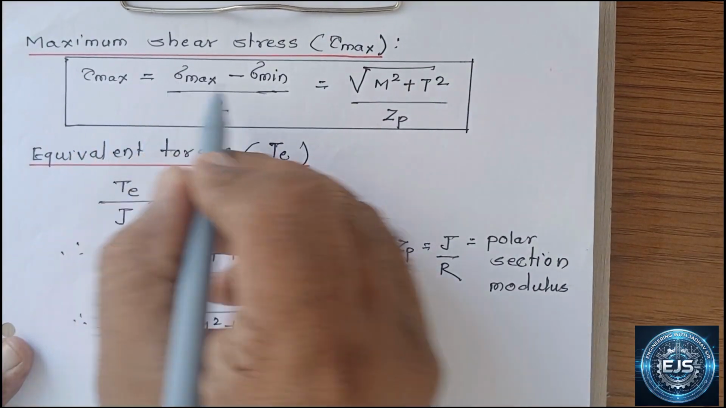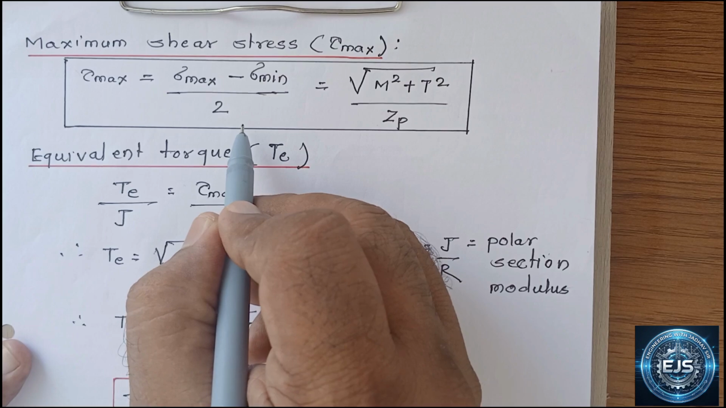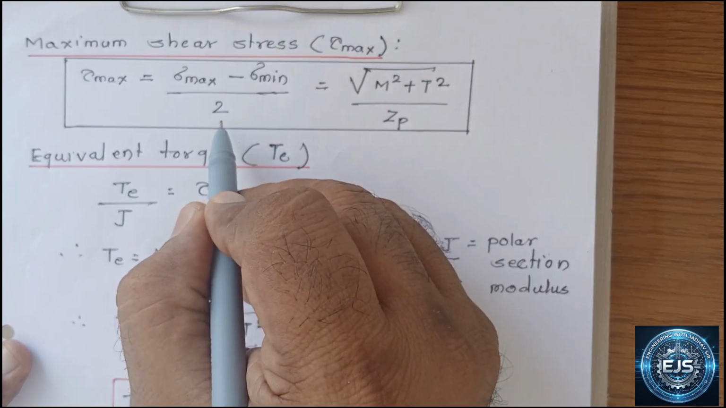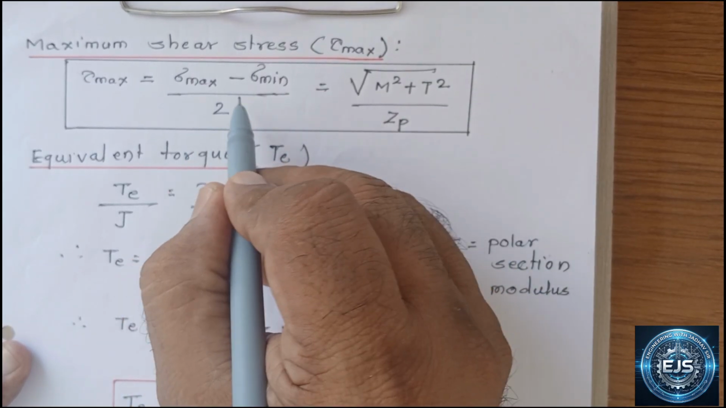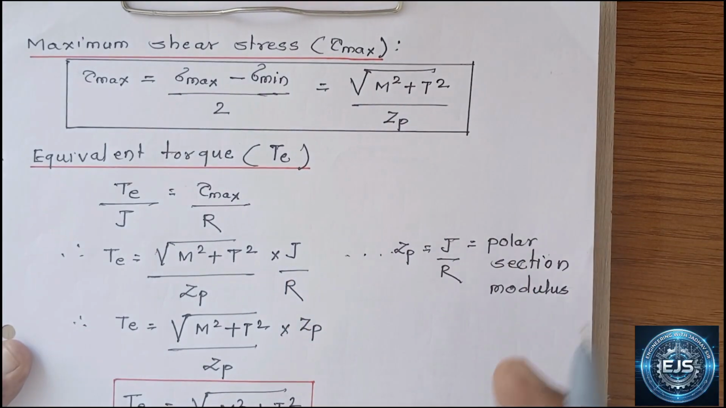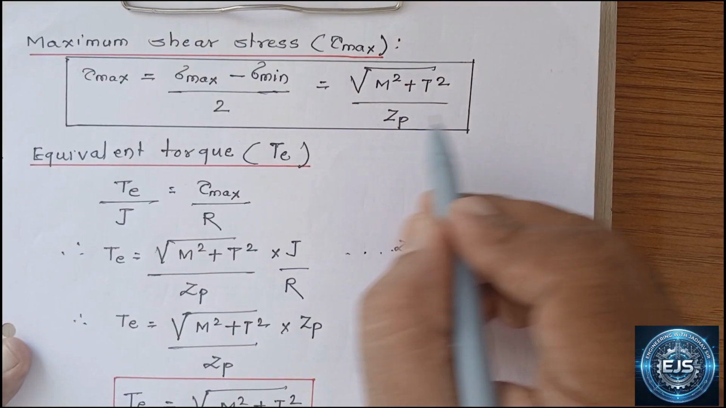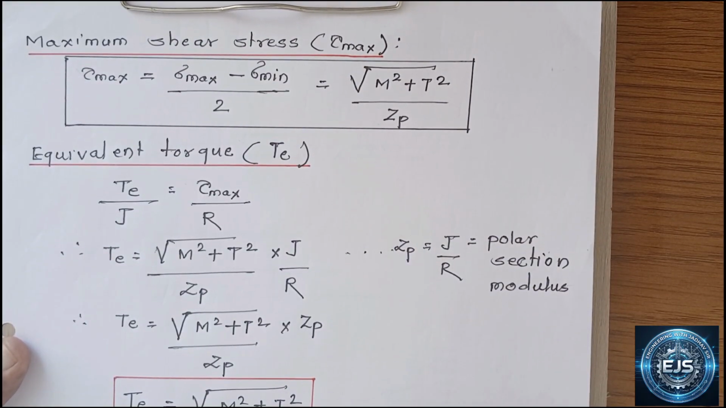नेक्स्ट हमें कैलकुलेट करना है मैक्सिमम शियर स्ट्रेस. मैक्सिमम शियर स्ट्रेस इज कैलकुलेटेड एज सिग्मा मैक्स माइनस सिग्मा मिनिमम डिवाइडेड बाय 2. सिग्मा मैक्स और सिग्मा मिनिमम हमने कैलकुलेट कर लिया. दोनों का डिफरेंस लेके हाफ करना है उसका. दैट इज इक्वल टू रूट ऑफ M स्क्वायर प्लस T स्क्वायर अपॉन Zp. Zp is nothing but J by R, that is polar section modulus. M and T are the bending moment and torque acting on the shaft.